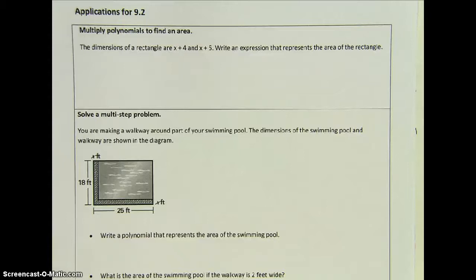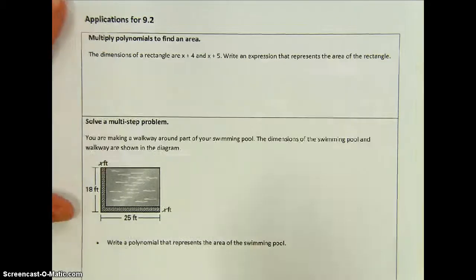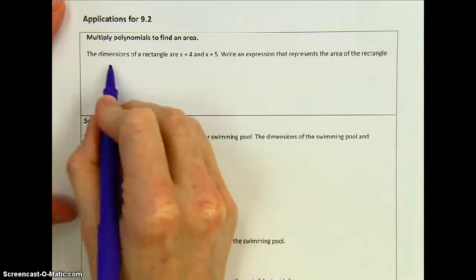Okay, now for part 2 of 9.2 multiplying polynomials, we're going to do the applications. So we're going to look at 3 different problems. The first problem is the dimensions of a rectangle, and we have to write an expression that represents the area of the rectangle. So it makes sense that we need to start out by drawing a rectangle.